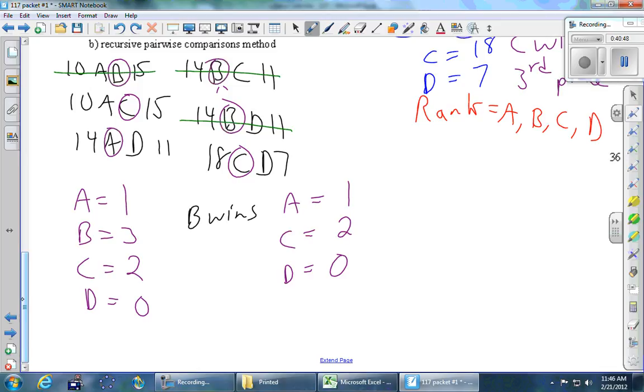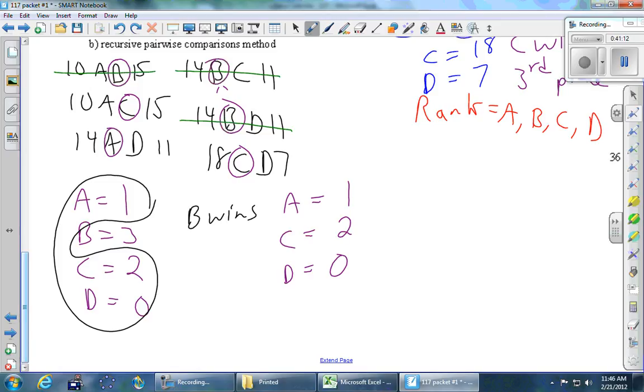That's true. It feels like these are just the same numbers that we had before, doesn't it? Isn't that the same 1, 2, and 0 that we saw before? In this example, it is the same, but it's for a good reason that Jason just pointed out. The reason it's the same is that B beat everybody else.